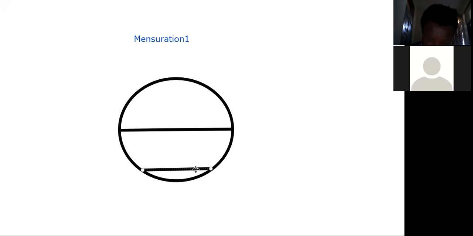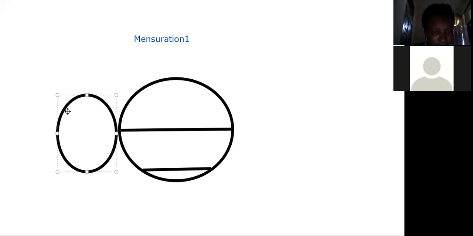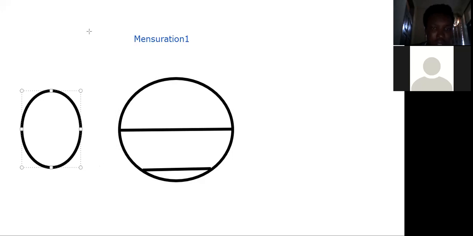Something like this. Okay. Now you can also have something like this. I'm going to show you the parts, then we talk about the formulas. Then you're good to go.